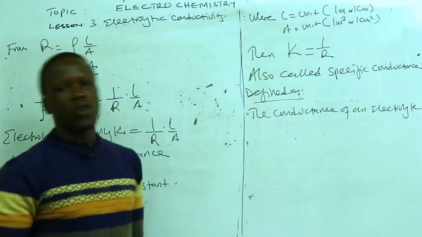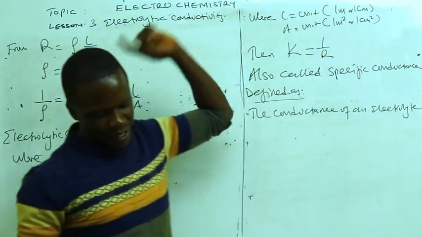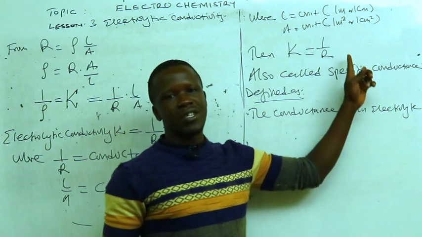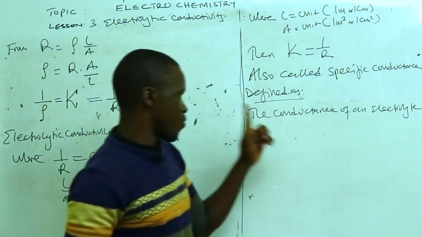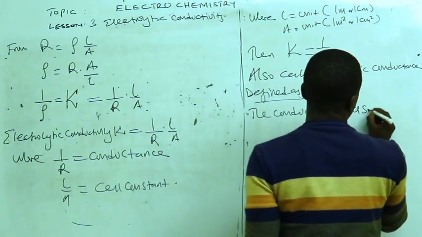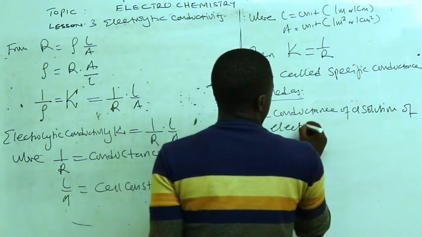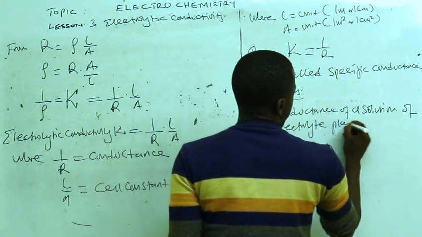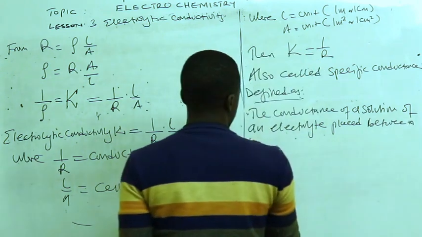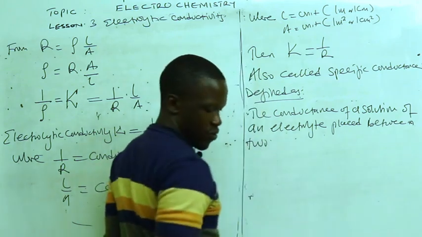The conductancy, we are saying, can only be equal to the conductancy of an electrolyte when the length is unit and the cross-section area is also unit. So we are going to say: conductancy of a solution of an electrolyte placed between two parallel electrodes. Normally the electrodes must be parallel.